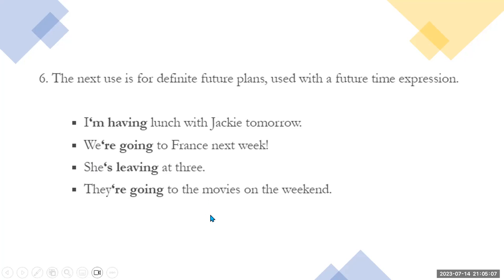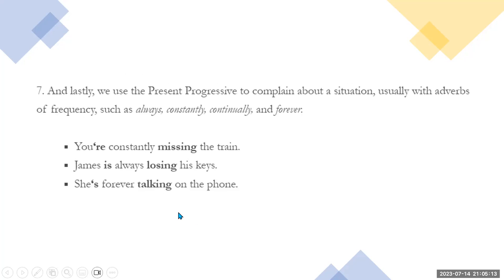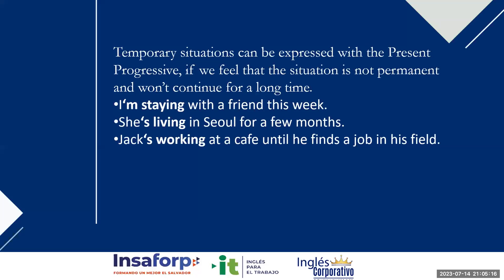Okay, I guess you already got some ideas about what I'm talking about. Let me try to show you something now. Okay, let us focus our attention right here. Temporary situations can be expressed with the present progressive if we feel that the situation is not permanent and won't continue for a long time. I'm staying with a friend this week. Ojo con eso. She's living in Seoul for a few months. And the last one said, Jack's working at a cafe until he finds a job in his field.